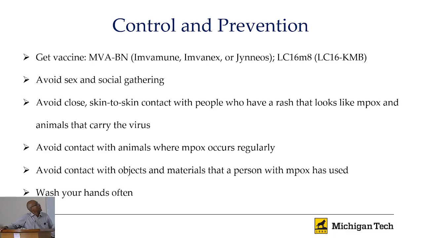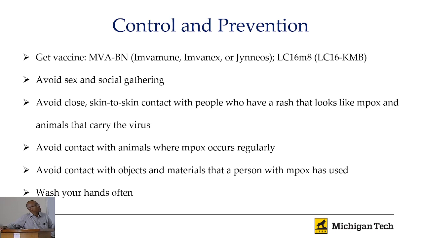Control, okay, it has good control because of the vaccine, the MVA, vaccinia vector. MVA vaccines are used a lot, and they control those mpox infections. So there is a vaccine available. Avoid sex and social gathering. That is the preventive measure.